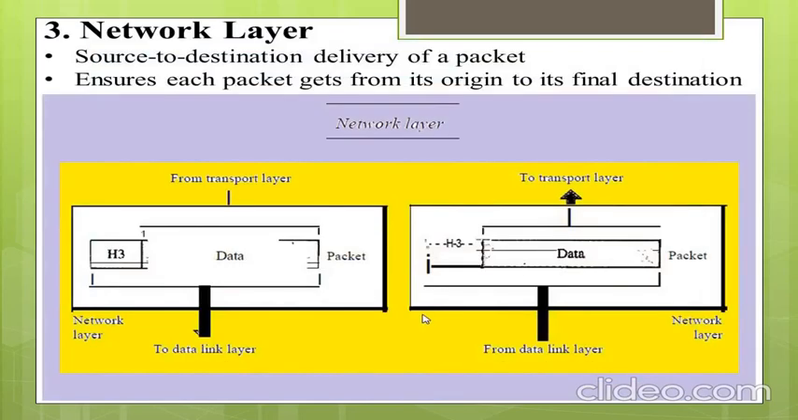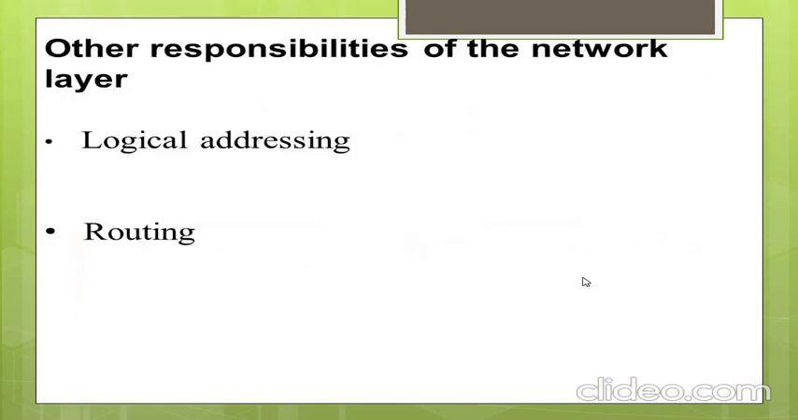The next one is the network layer. This is responsible for source to destination delivery of a packet across multiple networks. The network layer also ensures that each packet gets from its origin to its final destination. So you can see the diagram of a network layer. From the transport layer, the data is transferred to the network layer, and from there it goes to the data link layer at the transmitting end. And at the receiving end, the data goes from the data link layer to the network layer. From there it goes to the transport layer.